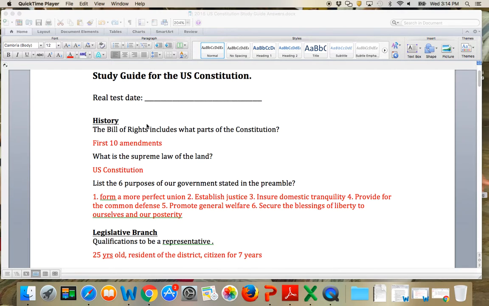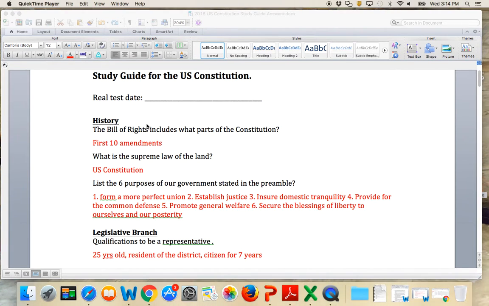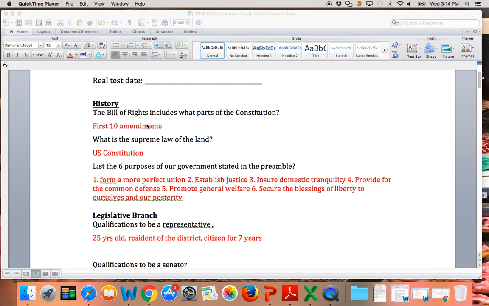Quick review for the U.S. Constitution test. The Bill of Rights, your first 10 amendments, something we should know. Again, the supreme law of the land is your U.S. Constitution. That is this test.